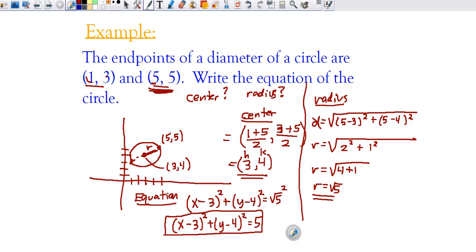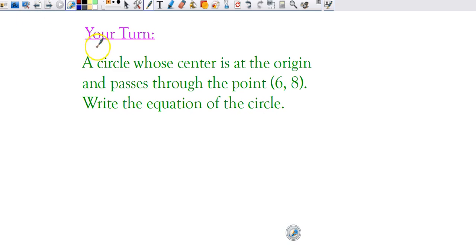All right, one more example. You might want to pause this and try this on your own. We'll come back to it after you've given it a shot, and you can look at my instructions on how to do it, and hopefully it matches up with what you did. All right.